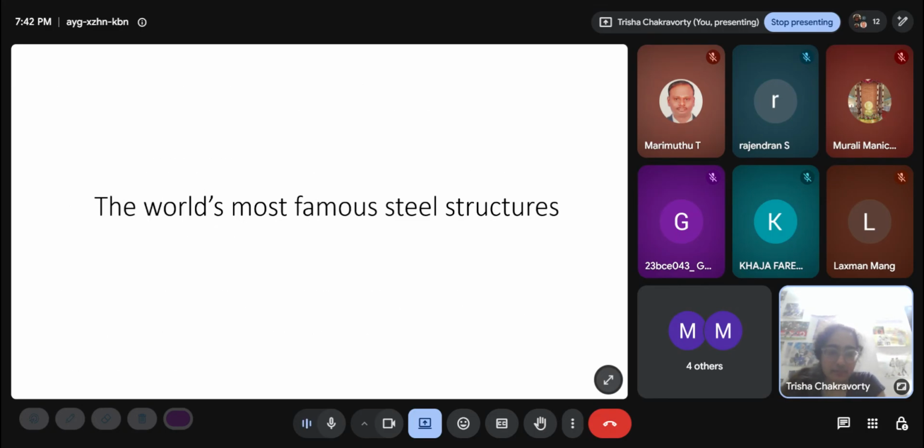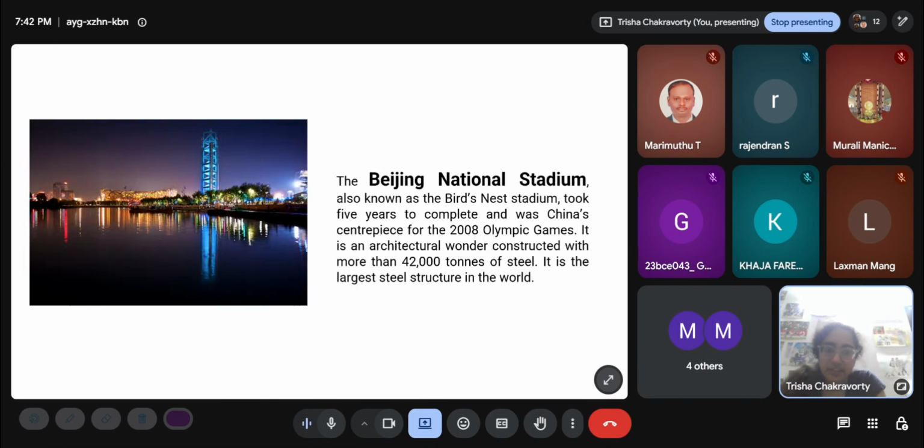Okay, now just for curiosity's sake, the world's most famous steel structures. The Beijing National Stadium, also known as the Bird's Nest Stadium, took 5 years to complete, and it was China's centerpiece for the 2008 Olympic Games. It is an architectural wonder, constructed with more than 42,000 tons of steel. It is the largest steel structure in the world.